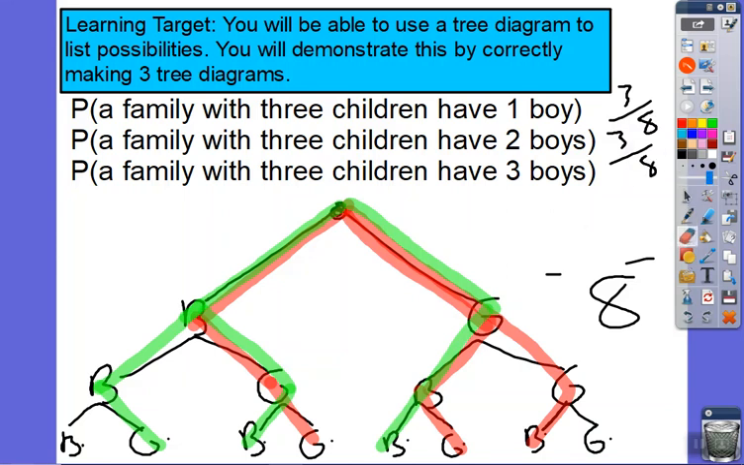Okay, what's the chance that all three children will be three boys? So I'm going to follow down this way. Here's boy, boy, boy. That is the only line in this whole thing that's going to have three boys. So there is 1 out of the 8. So you have a 1/8 chance of having all boys. You have a 3/8 chance, equally likely to have one boy versus two boys.